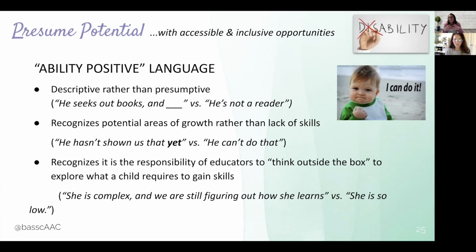He's seeking out books, focusing again, as I said in that first video, on what they can do and what they are doing. That's at that emergent level of reading. We're interacting with them. So instead of saying, oh, he's not able to read, focus on what they are doing and where we can go from there. Recognizing potential areas of growth rather than a lack of skills. So, he hasn't shown us that yet, instead of he can't do that. We don't know that he can't do that unless we've provided him with access to it, access that we know works, or lots of opportunities. So it probably is more than likely, actually 100%, that he hasn't shown us that yet, because of those other reasons. Because again, presuming the potential falls on us as the educator.